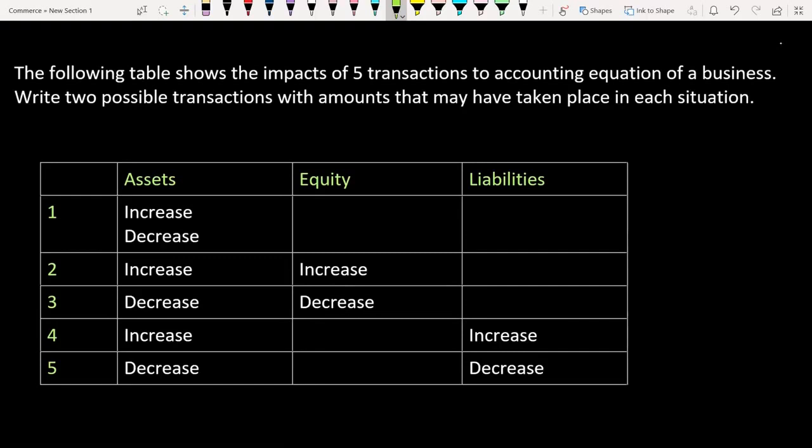Right, let's take situation number 1. Now, what has happened here? Assets increase and assets decrease due to this transaction. Now let's try to find two possible transactions that have taken place in this situation. There are several transactions that will cause this particular impact to the accounting equation. Assets increase and assets decrease.